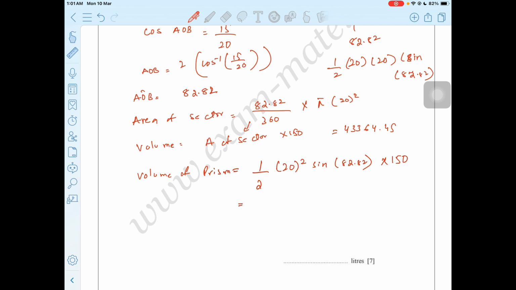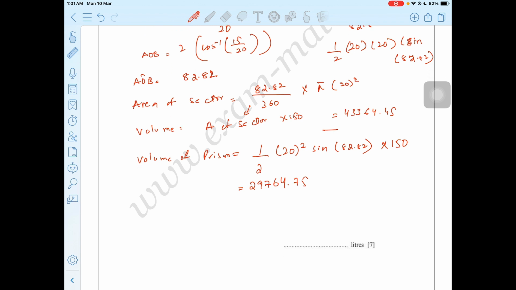So this is 29764.75, right? So we subtract these both and then divide it by 1000 to get our answer in liters. So we subtract 29764.75 from 43364.45. This would be simply 13600 to be accurate, right? So we divide by 1000, these two zeros cancel out, and then we have 13.6 as our answer in liters.